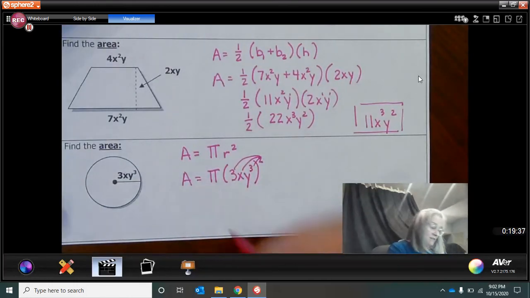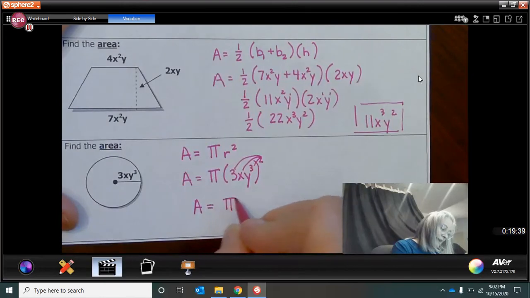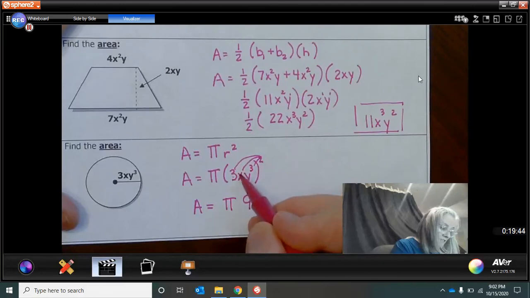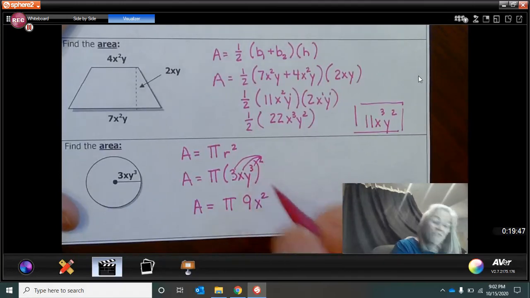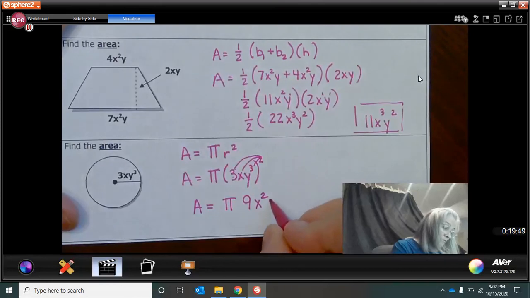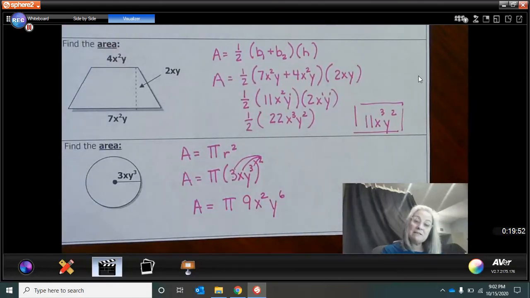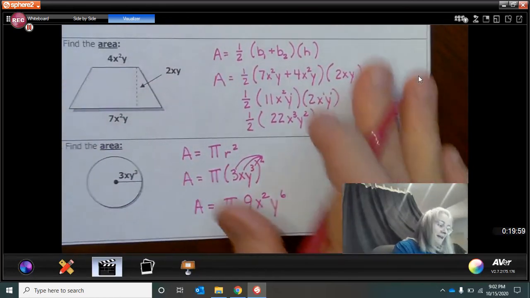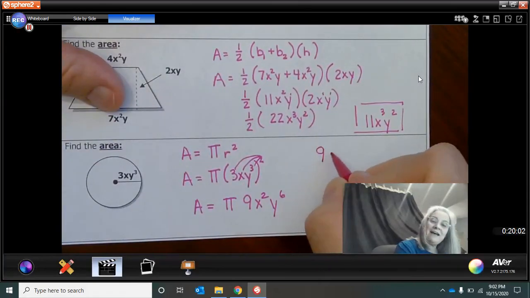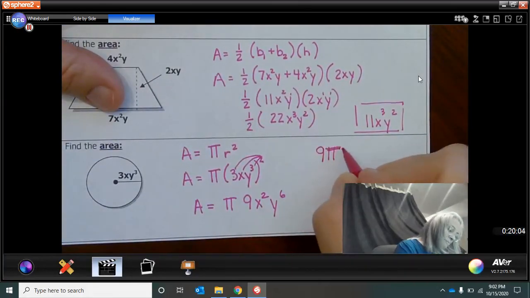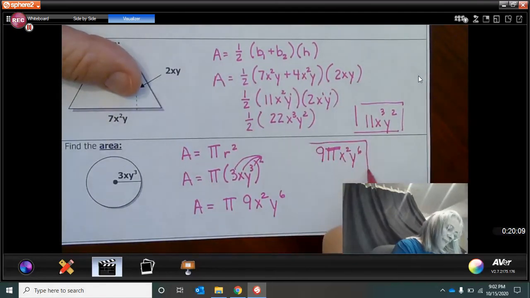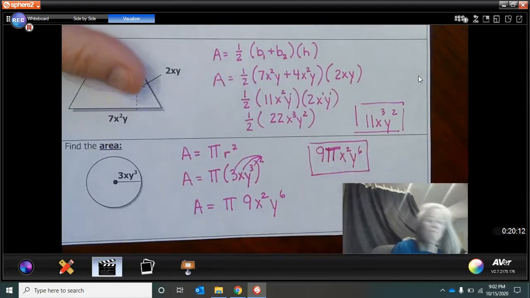That's my first task. So I end up with area equals pi, and 3 to the power of 2 is a 9, and x to the first to the power of 2 is x squared. Y to the 3rd being raised to the power of 2 is y to the 6th, because we're multiplying when we raise to the power. Now this is your answer, but we like to write it in proper form. The proper form for this, and I want you to make sure you do that, is 9 pi x squared y to the 6th. That's how we write that, 9 pi. I got kind of a little messy, but that's good.